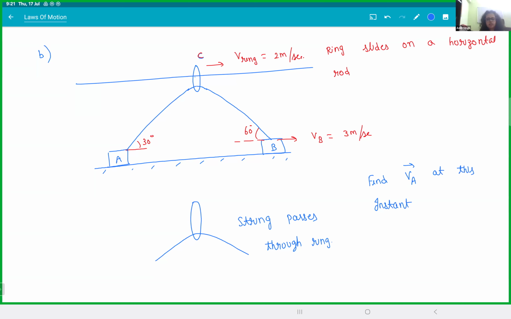Can you explain that again? Which part? How is this working, the string through the ring? So you're pulling B here. If you pull B here, B will come here after some time. In this process, the ring will come here sometime. So A will get pulled forward. So B and C both are moving, and in that process they're pulling A also with them. All right. So find VA.